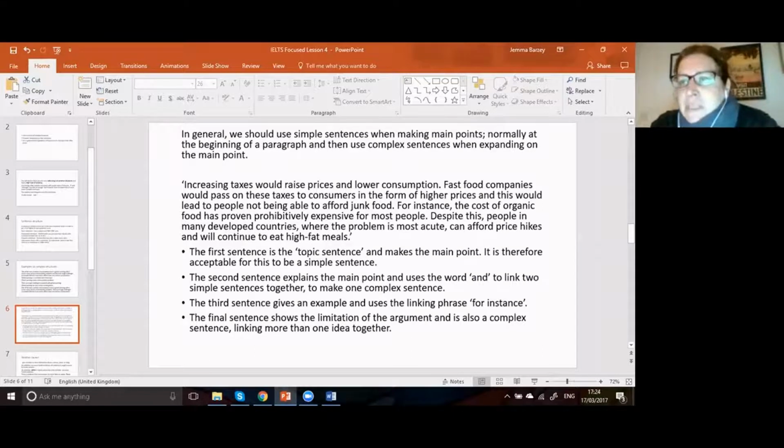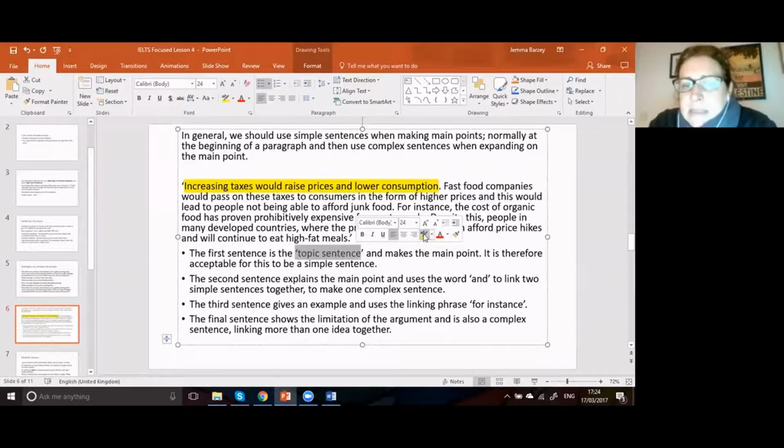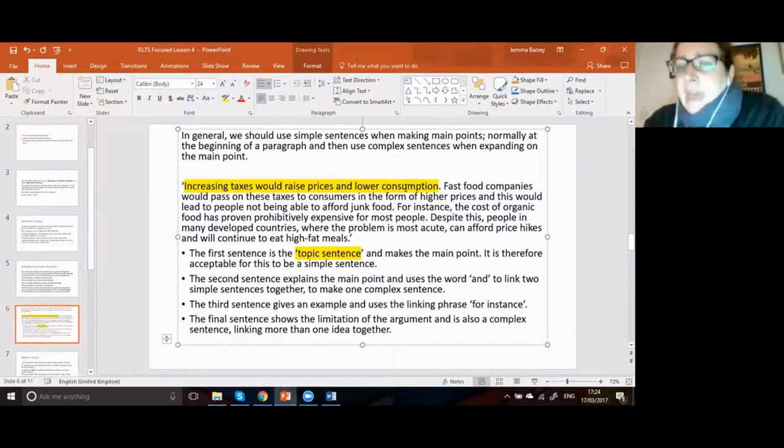So what I wanted to show you, linking back to the organization of the paragraph. When we talked about having a topic sentence, this is the time that you can use your simpler sentences. So we've got: increasing taxes would raise prices and lower consumption. That's a good topic sentence, because it makes the summary and very clearly tells me what's happening in the paragraph. So it makes sense to have your first sentence as a basic one, because it's a topic sentence. So it needs to be full of facts and what's going to happen. I've made this a compound sentence by joining raise prices and lower consumption.